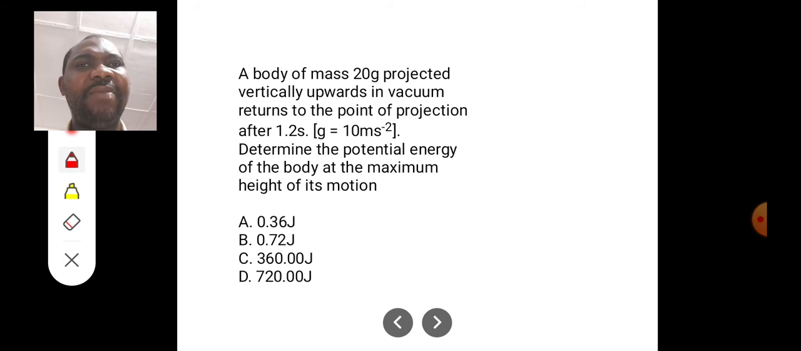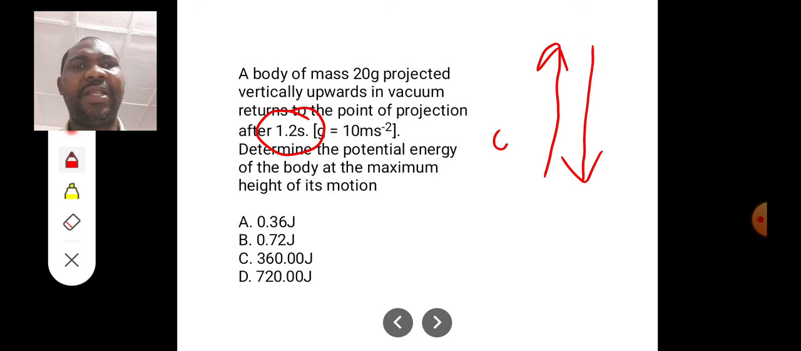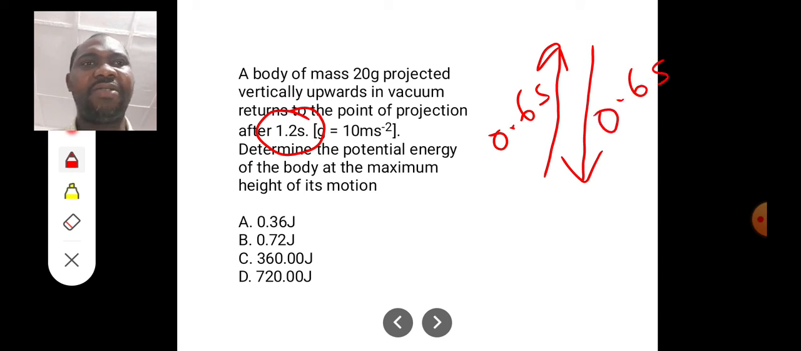Now, anytime you see a question where an object goes up and also comes down, know that the total time, they said it takes 1.2 seconds to return. So that means the time it takes to go up is 0.6 seconds, and the time it takes to come down is 0.6 seconds. You divide the total time by 2, meaning it takes 0.6 seconds to go up and it takes 0.6 seconds to come down. Please note that.